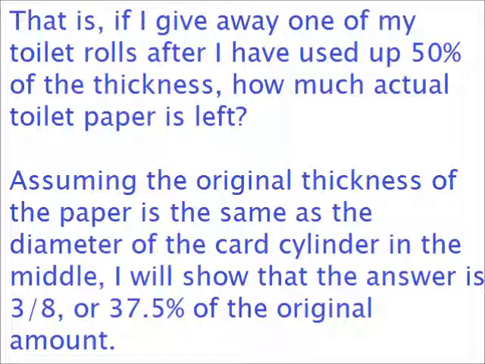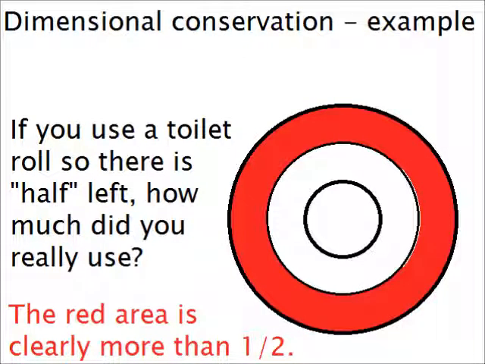I assumed the original thickness of the paper was the same as the diameter of the card cylinder in the middle, and I'll show that the answer is 3/8 of the original amount, or 37.5%. Here is a picture showing the problem. So if you use a toilet roll so there's half of the thickness left, how much did you really use? The red area is clearly more than half of the full roll, with the middle circle being what's given away.